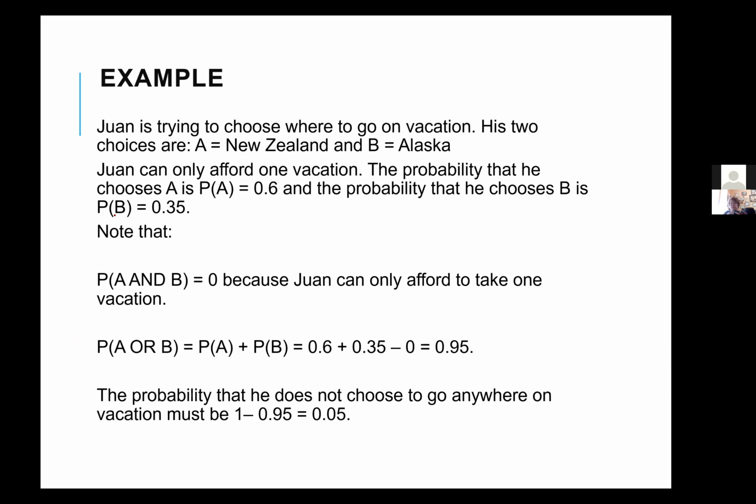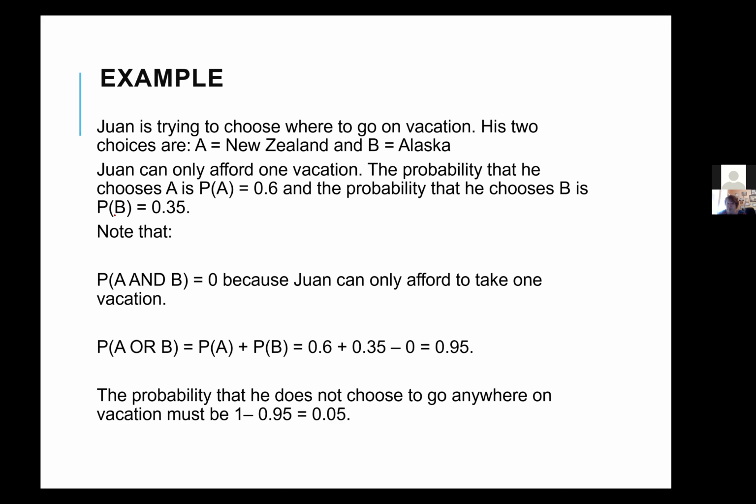So Juan is trying to choose where to go on vacation. His two choices are New Zealand and Alaska. So we're going to let event A be that he goes to New Zealand. Well, that'd be a nice vacation. We're going to let B be the event that he goes to Alaska. Now, Juan can only afford one vacation. He can't afford two. So he can either go to New Zealand or he can go to Alaska.